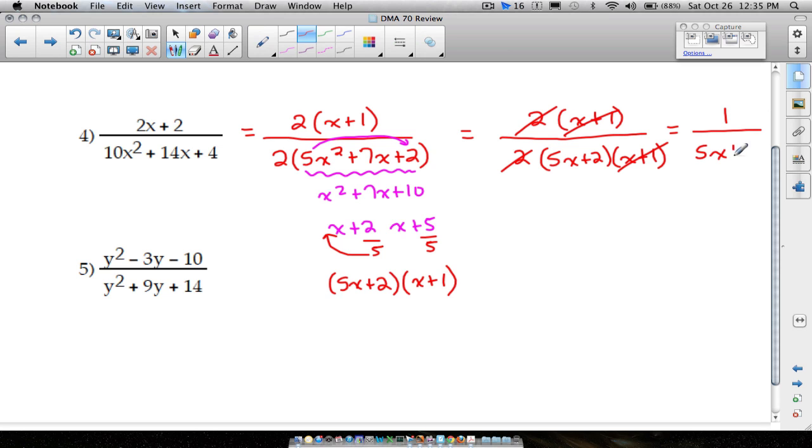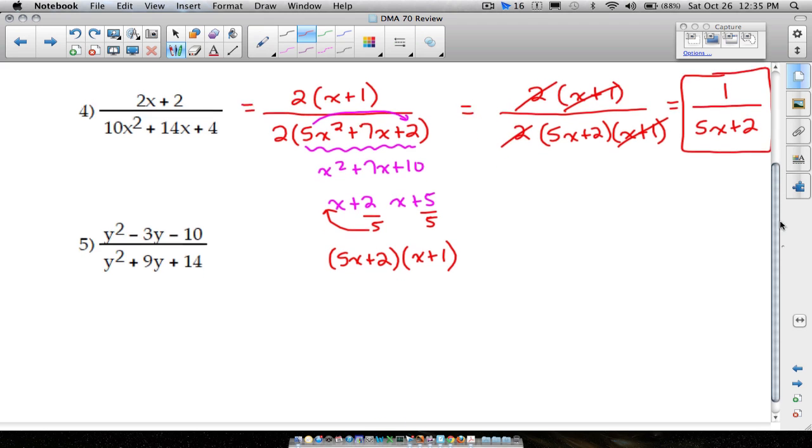What do we have left at the bottom? 5x plus 2. Now you may question, why did I not put parentheses around this? If you wanted to, it's fine, but since there's nothing else getting multiplied at the bottom, you don't really need those parentheses. Either way works though. That's our final simplified answer for number 4.